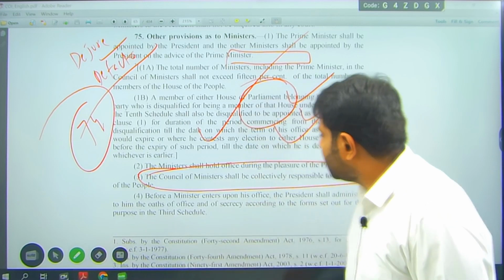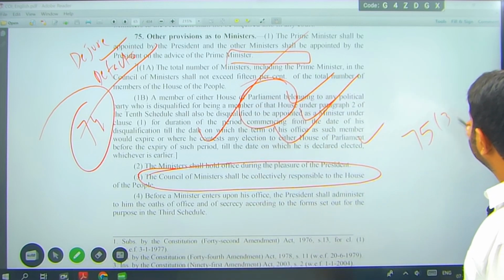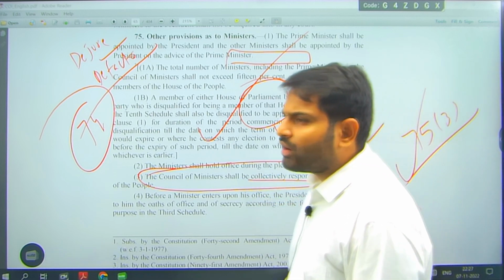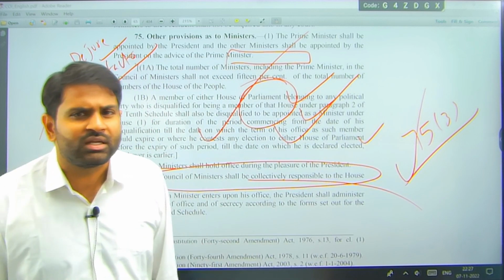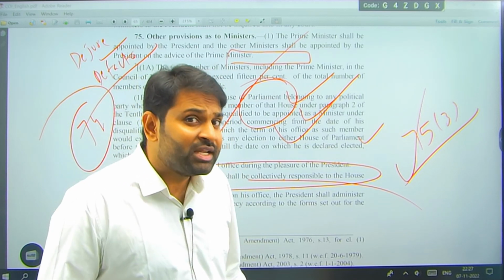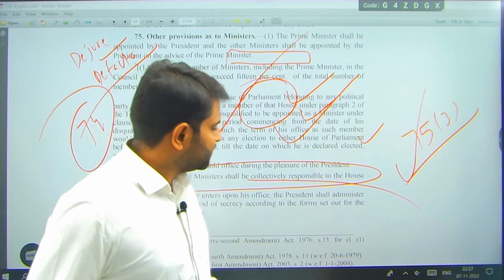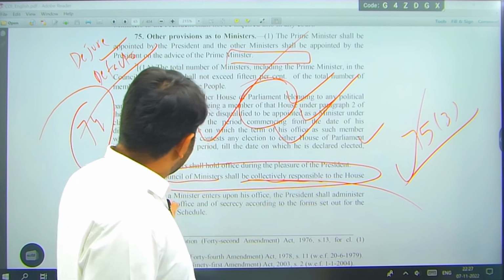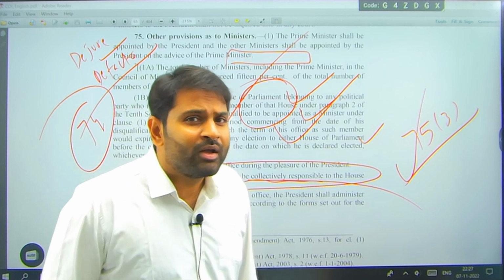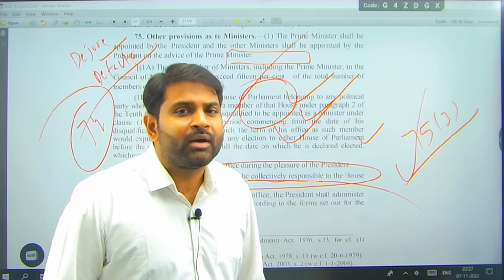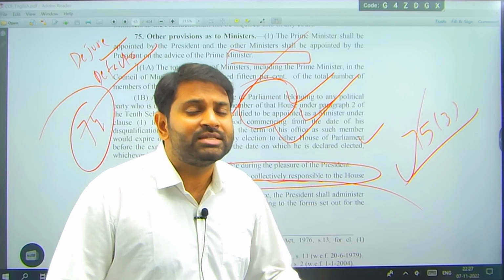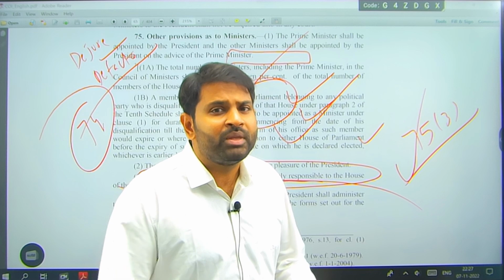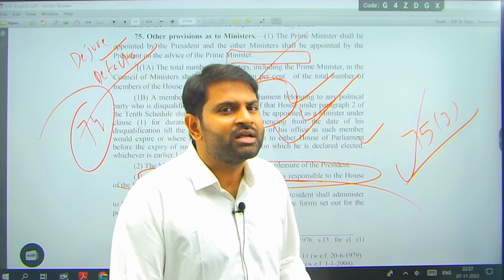Article 75(3) clearly is saying that the council of ministers shall be collectively responsible to the House of the People, that is parliament, that is legislature, that is Lok Sabha, especially Lok Sabha, not even Rajya Sabha. See this point clearly. Lok Sabha means elected by people. Rajya Sabha elected by states. Can you see the difference? Lok Sabha, house of people, elected by people; Rajya Sabha, house of states, elected by states.